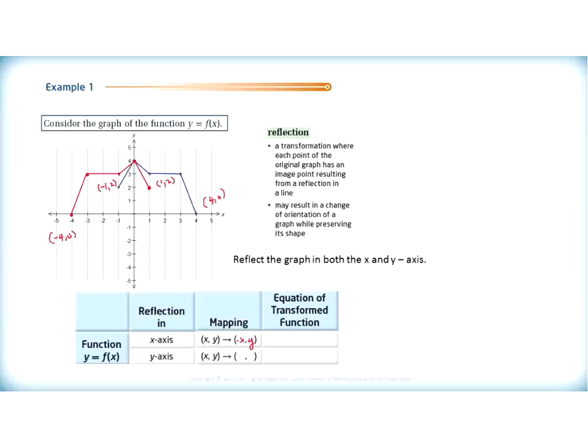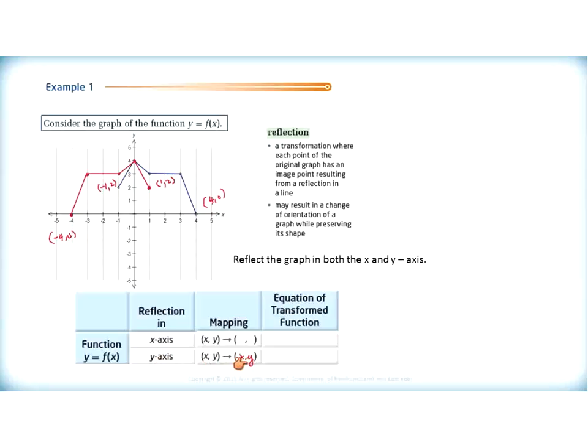Sorry, that's a reflection in the y-axis. My apology. That should have been down right here. Let's move that down. My apologies. It should have been down here. I did my reflection in the y-axis first. There we go. That's better. Reflection in the y-axis. I got x becomes negative x. Y-coordinates do not change.